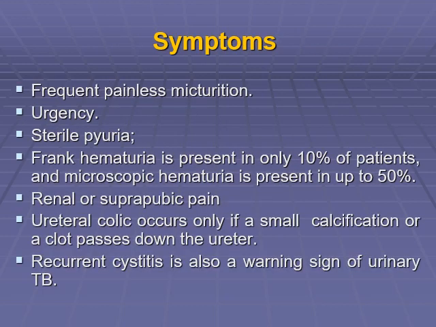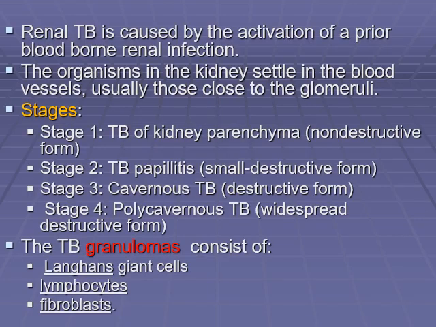What are the symptoms? Any symptom of the urinary system can be due to urinary tuberculosis. We have frequent painless micturition, urgency, sterile pyuria, and frank hematuria in about 10% of patients. Some have renal or suprapubic pain, renal or urethral colic, and recurrent cystitis, which is a warning sign of urinary tuberculosis. What about the first organ infected in the urinary system? Renal tuberculosis is caused by activation of a prior blood-borne renal infection.